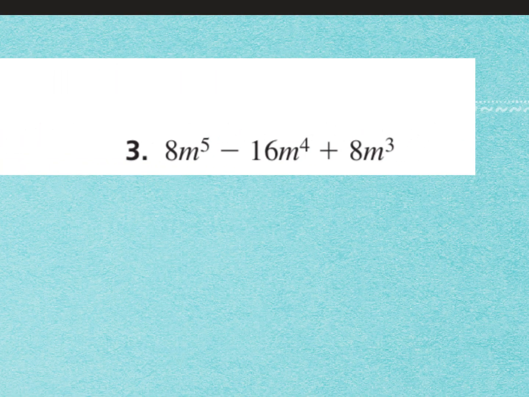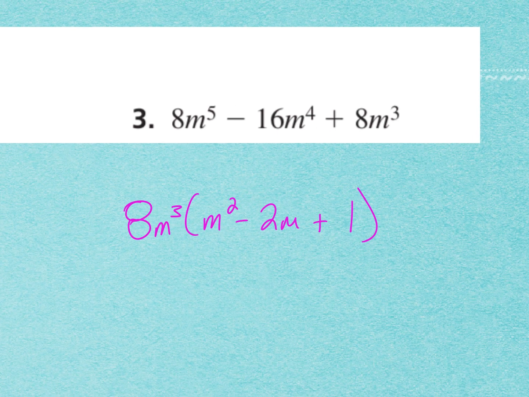Same thing. What do we have in common here? m to the third. Perfect. So you're left with m squared minus, what's 16 divided by 8? 2. Good. 2m plus what? 1. I wonder if this one will work.